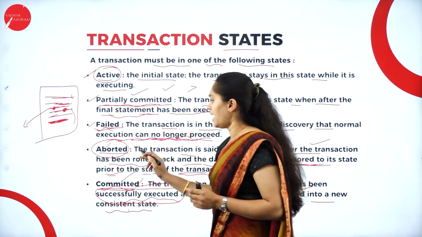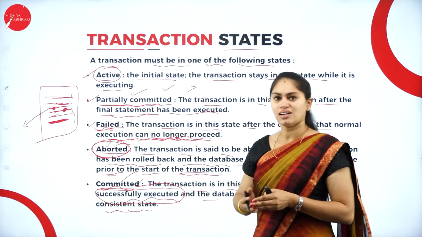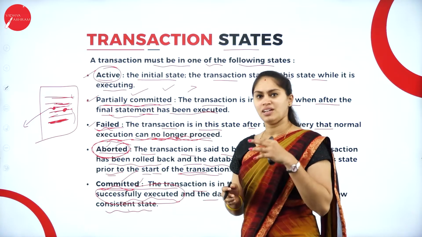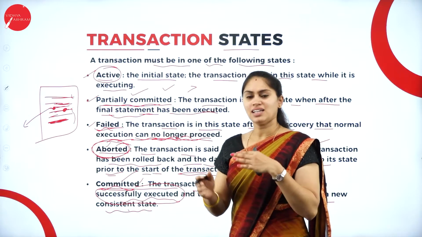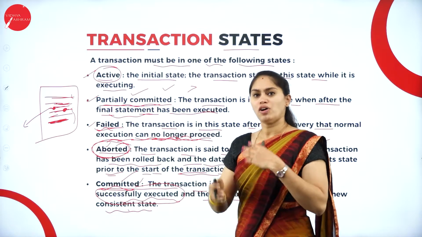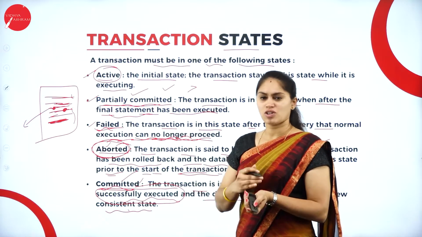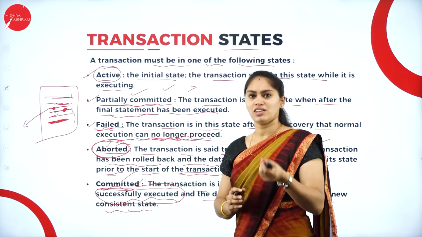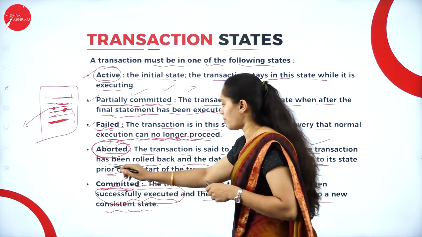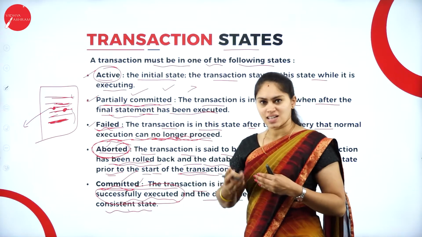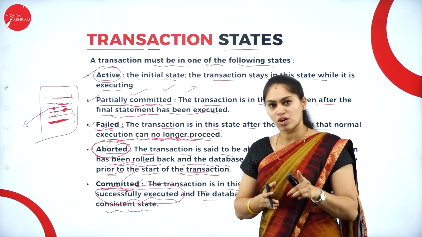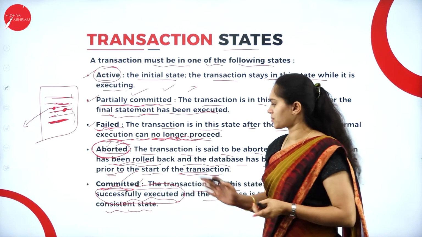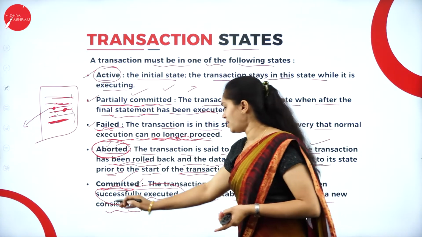That is failed. Aborted in the sense what? As in the earlier example, the amount has been deducted from your account but it doesn't reach the receiver. It got stuck in between. After that, in normal two to three working days, you are going to get your amount back. That is what rollback is. The transaction has been rolled back. It has come to the initial state, how it was before taking the transaction. That is what aborted.